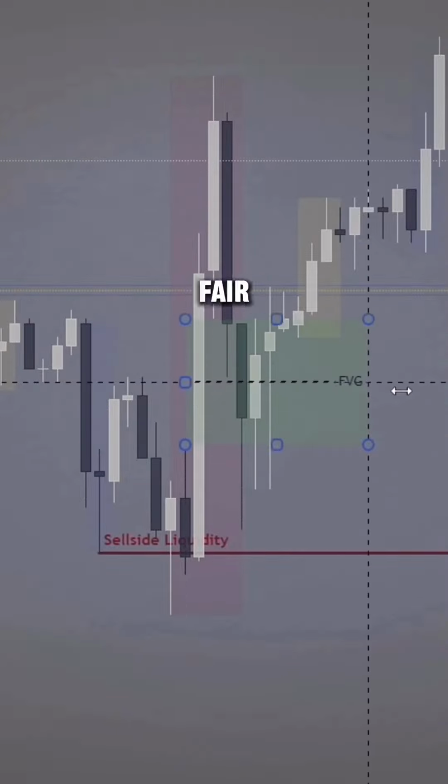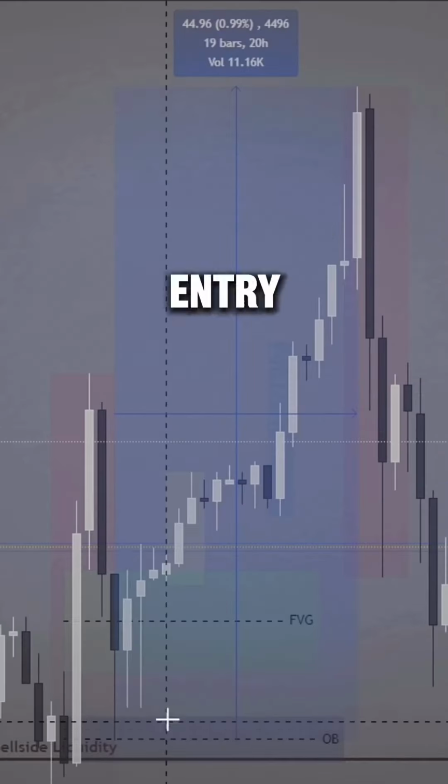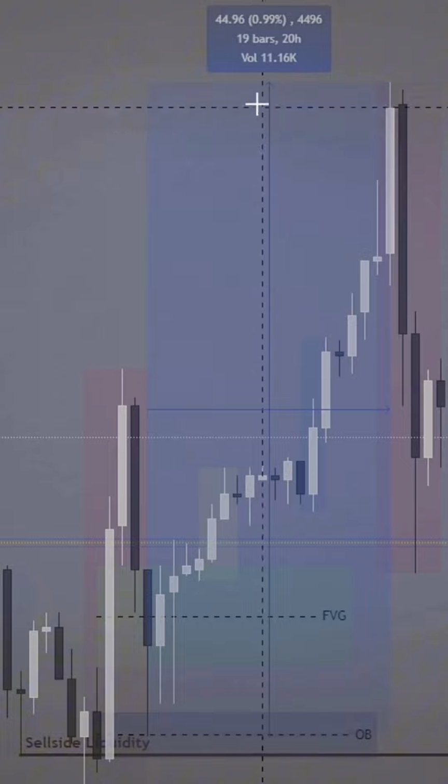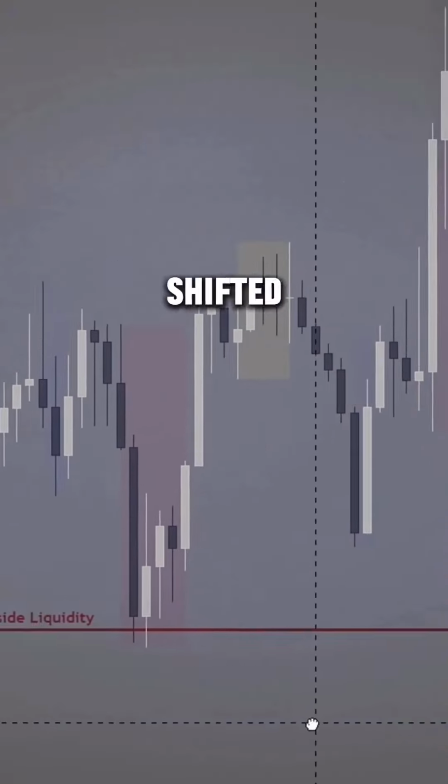We have that bullish fair value gap being held with the bodies and the wicks trading down into this order block. Entry point at the order block all the way to the top that we created was a $45 move on the S&P 500. We have that sell side liquidity raid followed by a shift in market structure.